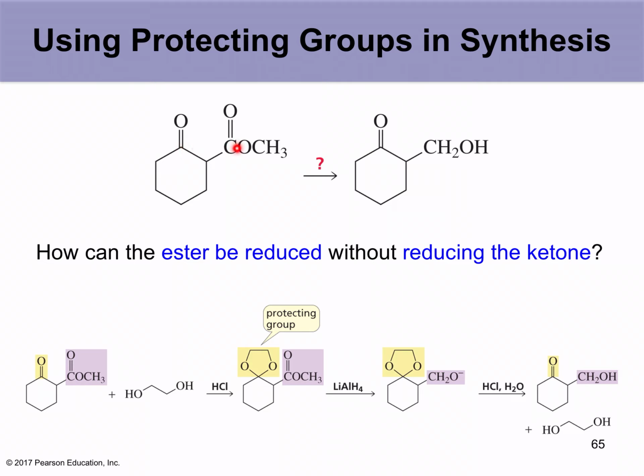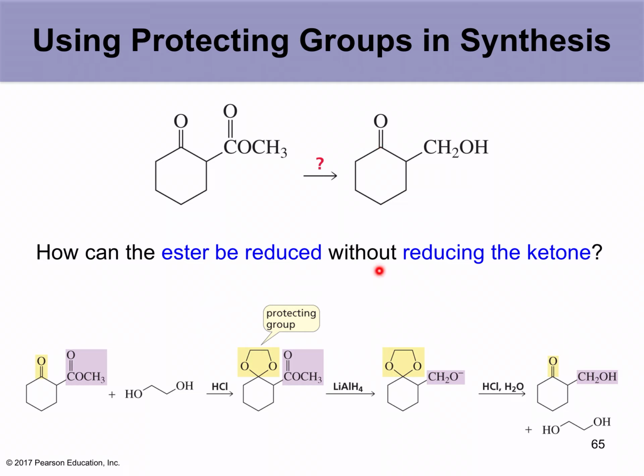But we only want to reduce the ester carbonyl group. Since the ketone is very reactive, whichever reducing agent we use is also going to reduce that carbonyl group, not only this one. So by protecting this first, we should be able to carry out the reaction with a reducing agent where the ester will reduce to alcohol, but we should be able to get back the ketone.